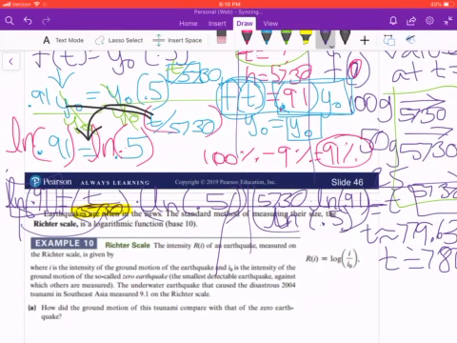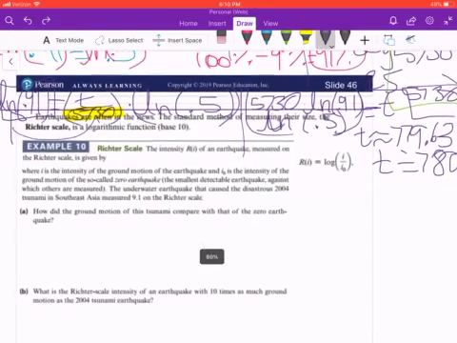So, last problem of this section. Another application of logarithmic functions is the Richter scale used to measure the intensity of an earthquake.